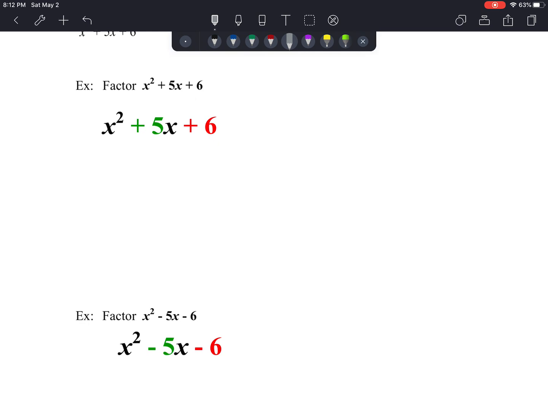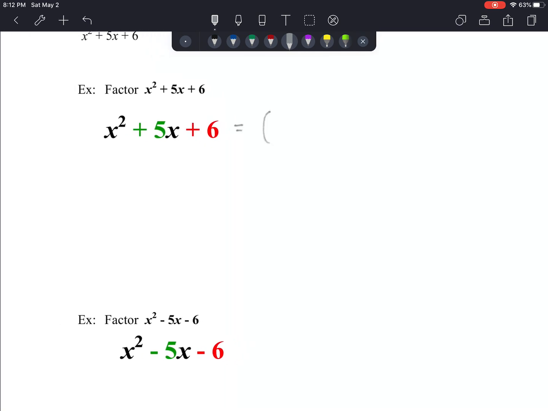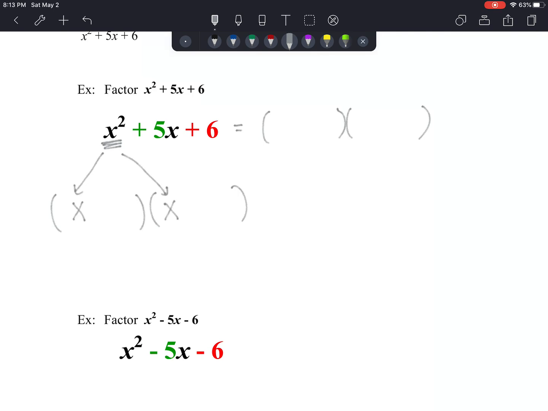What if we're given the trinomial and they say, how does that factor? Well, we're just going to multiply backwards. So we're going to say, where did the first term come from? Where did this x squared come from? Well, the x squared came from multiplying the first term times the first term, x times x. And then I say, where did that 6 come from? Well, the 6 came from multiplying two numbers together that gave me a positive 6.